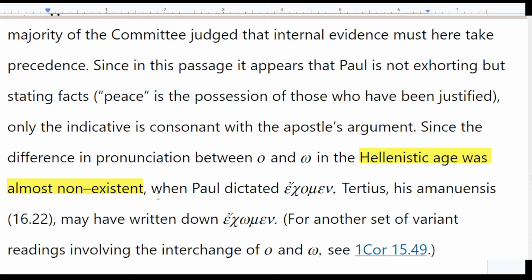So in the time of the New Testament, omicron and omega in the Hellenistic age was almost non-existent. When Paul dictated echomen, Tertius, whom we know to be his amanuensis, according to Romans chapter 16 and verse 22, may have written down echomen.